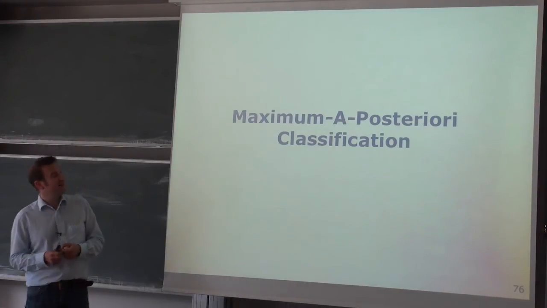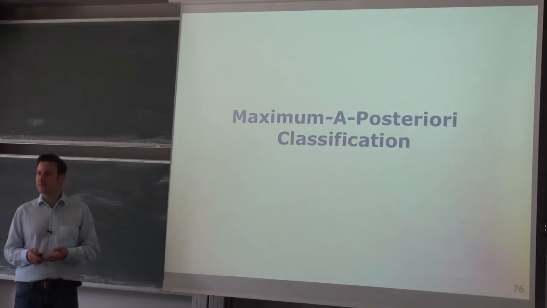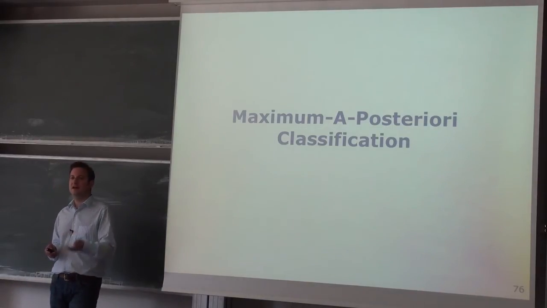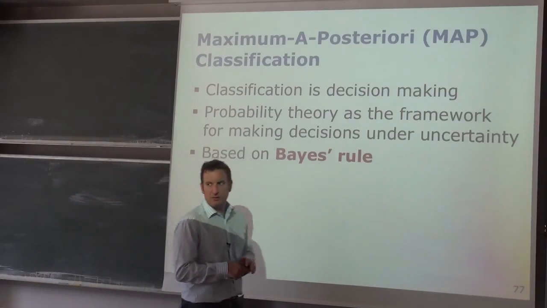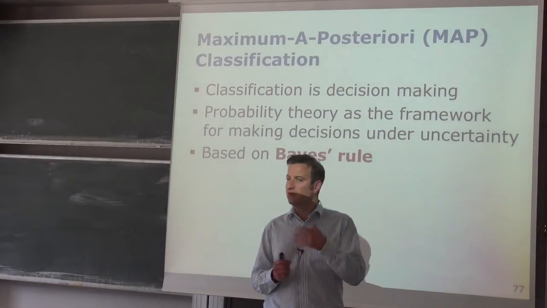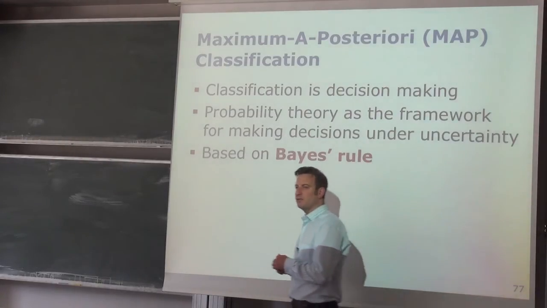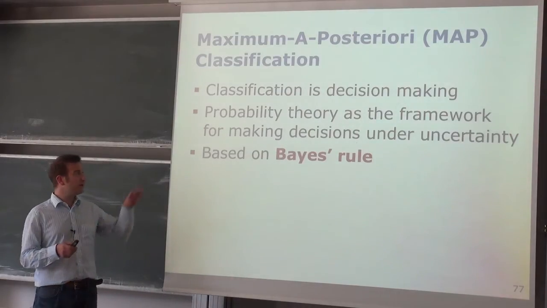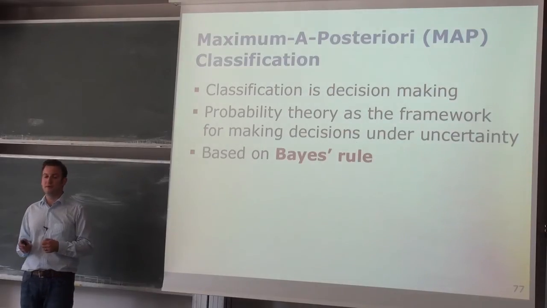Yes. Which makes the assumption that classification is simply decision making. So I have to make a number of decisions, and the decision is basically assigning a class to a certain feature. What maximum a posteriori classification does is use probability theory to support the decision-making process, and it actually does this based on Bayes' rule. So Bayes' rule is a central element for maximum a posteriori classification.